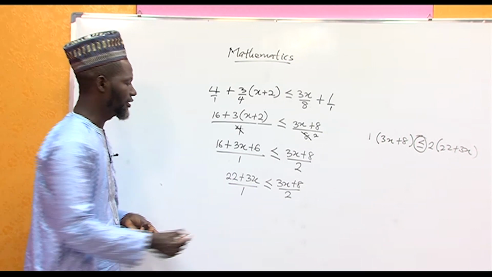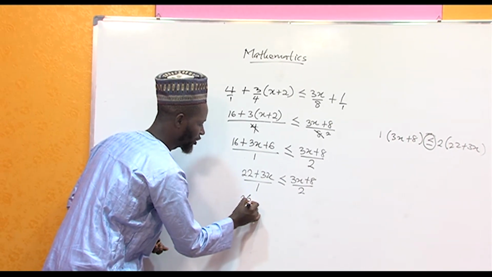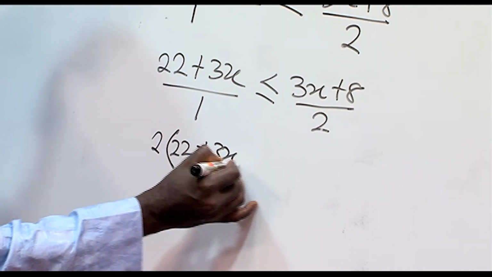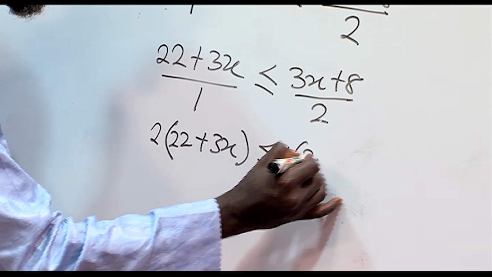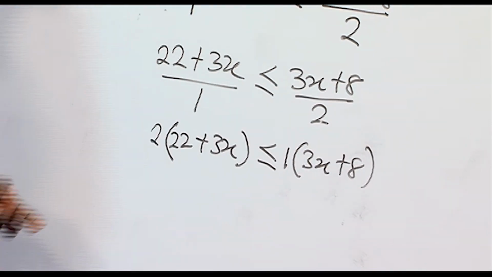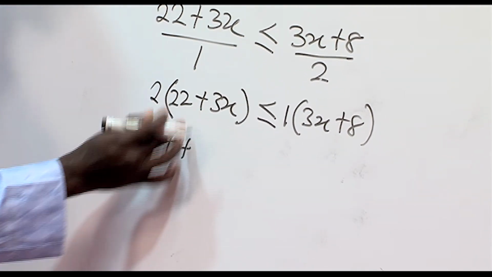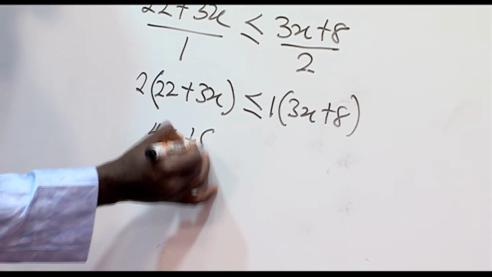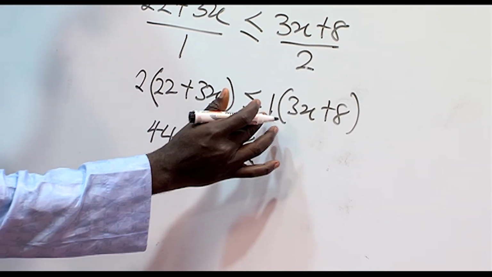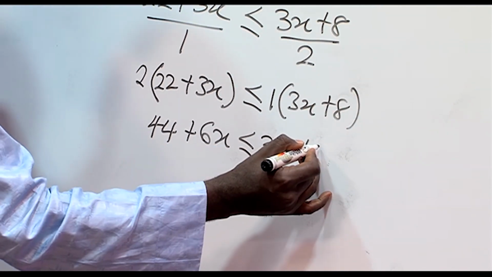Now, the normal way is to take this one to this side. So it should be 2 into bracket 22 plus 3x less than or equal to 1 into bracket 3x plus 8. Then the next thing now is expansion of the brackets. So it should be 44, that is 2 times 22, plus 2 times 3x, that is 6x, less than or equal to 1 times 3x, 3x, plus 1 times 8, that is 8.